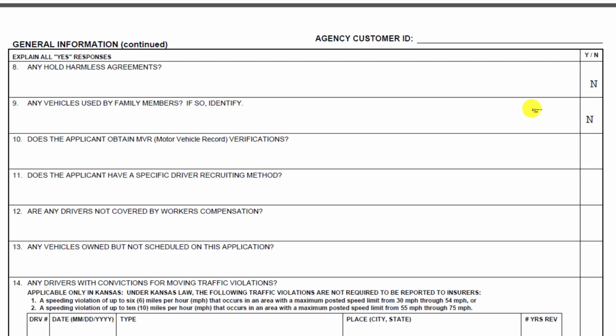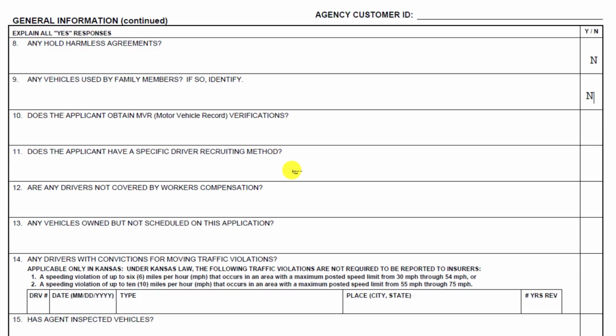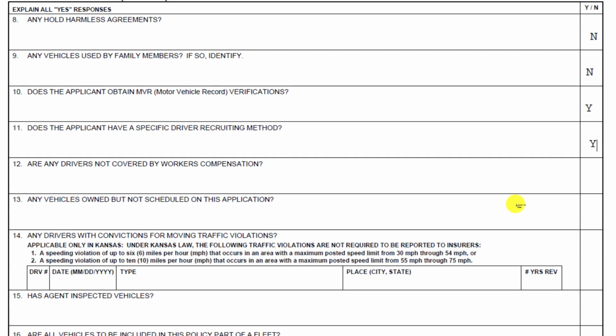Oddly enough, sometimes this will be yes and spouses. You could put that down. All right. This is always good to put yes before they hire people, that they get MVRs. This is always good to put yes. And if they don't have one, in later videos I'll talk about resources that you can use to provide your contractors or your commercial lines customers with things like recruiting methods. All right.